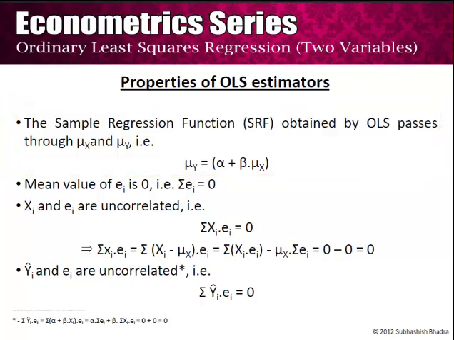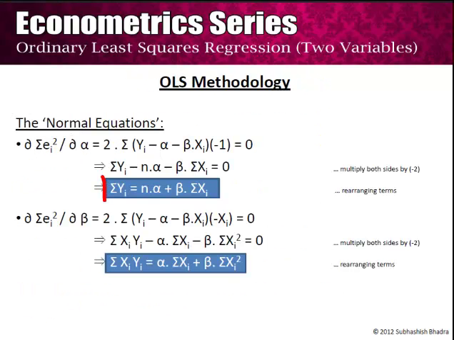All these properties can be mathematically derived from the derivation of the normal equations. For example, if we talk about this first property, then you could refer back to this equation and divide both sides by n. So the equation you will get will be that mean value of y equals alpha plus beta times mean value of x, which basically means that these 2 points, mean value of y and mean value of x, lie on the sample regression function.